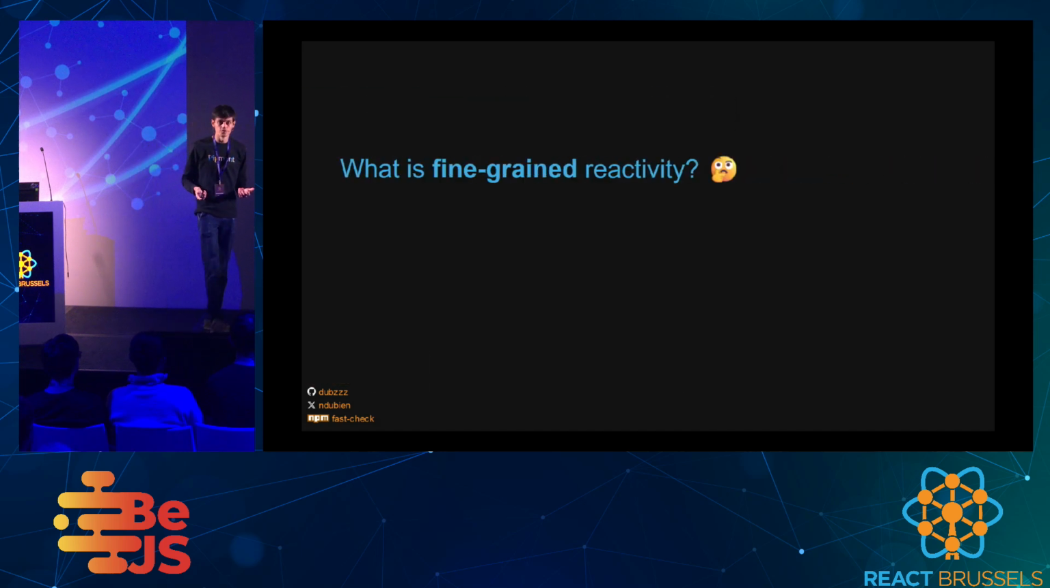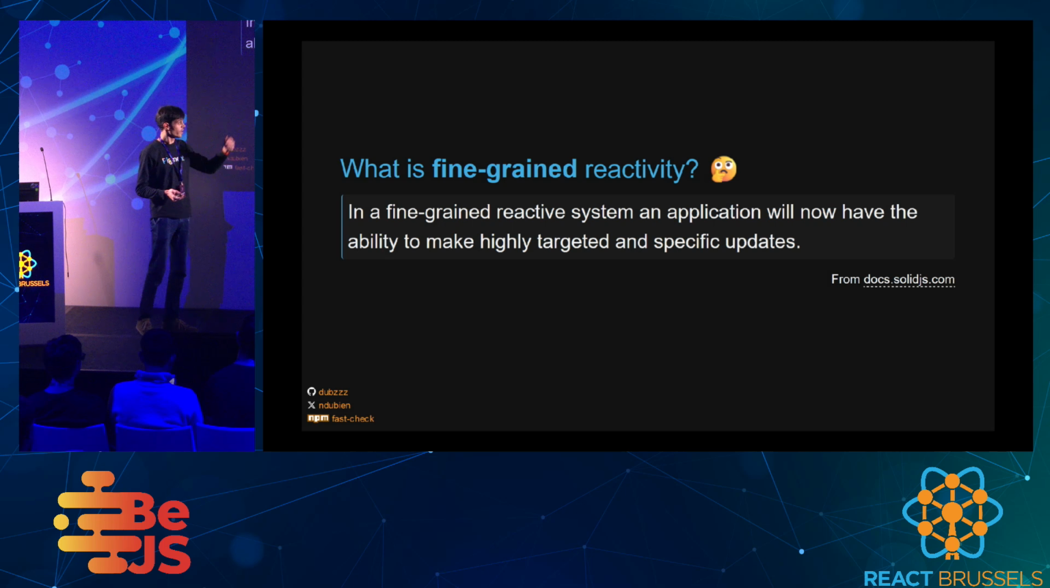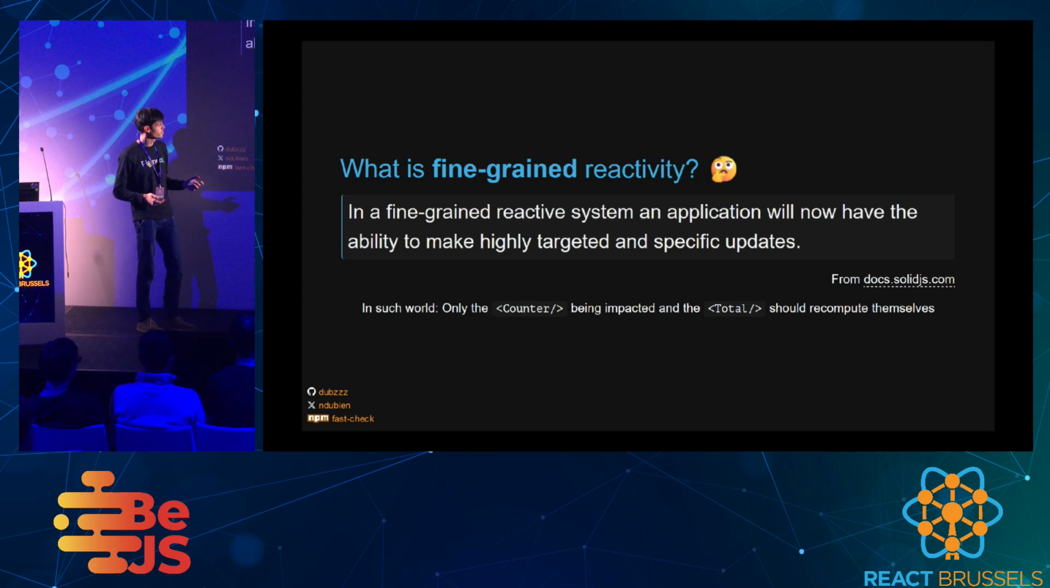But it doesn't answer the main question: is React fine-grained reactive? Was it fine-grained reactive before, and is it fine-grained reactive today with the compiler? I took another definition from yet another source. It's coming from Solid.js, and the definition that they use for fine-grained reactivity is: in a fine-grained reactive system, an application will have the ability to make highly targeted and specific updates. What it means for our system is that we should expect only the counter that has been impacted, the one I clicked on, plus the total to be recomputed.